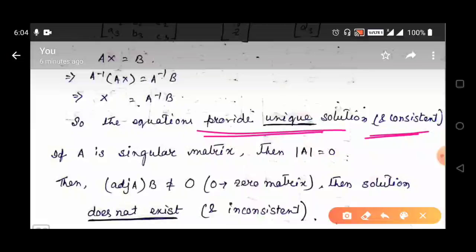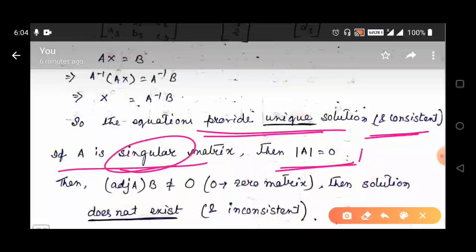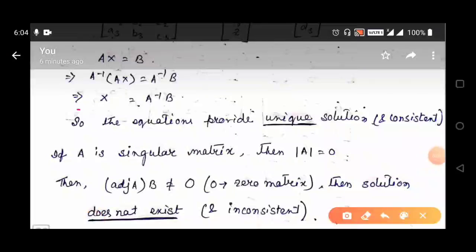Now if A is a singular matrix, meaning the determinant of A is equal to 0, then what can we do? Whenever A is singular, then A inverse does not exist. We cannot do the same thing in this case because A inverse does not exist.